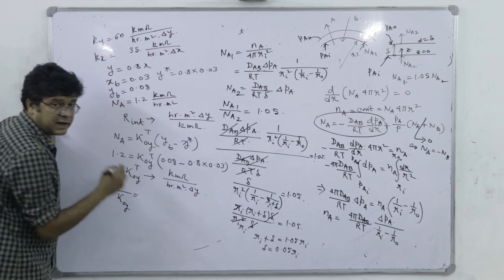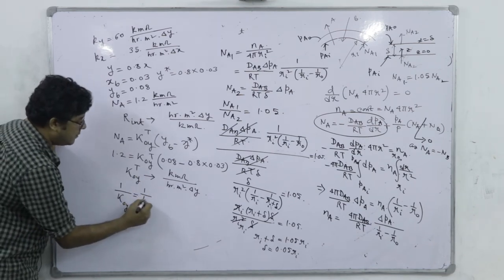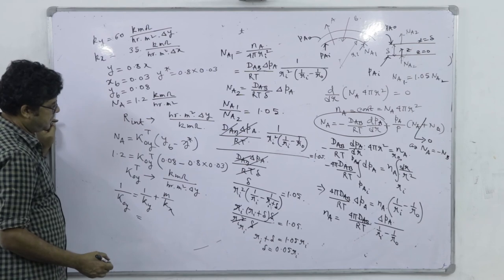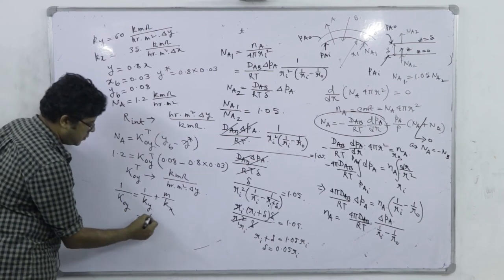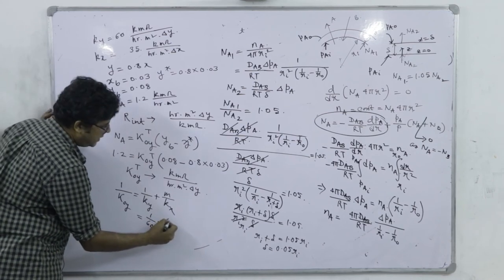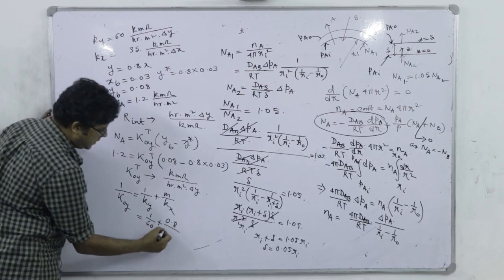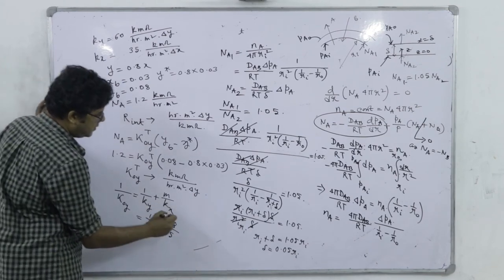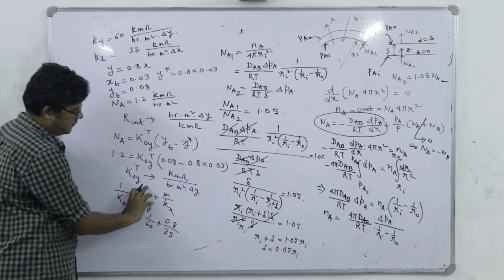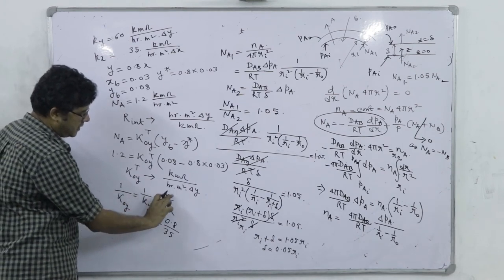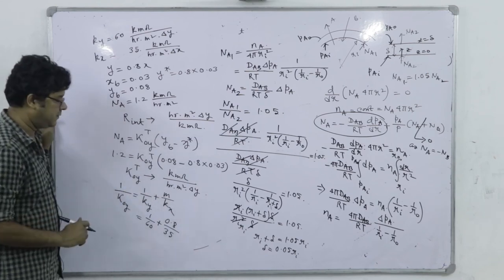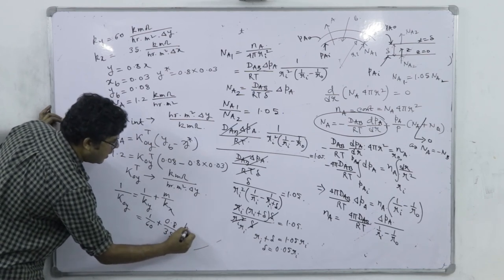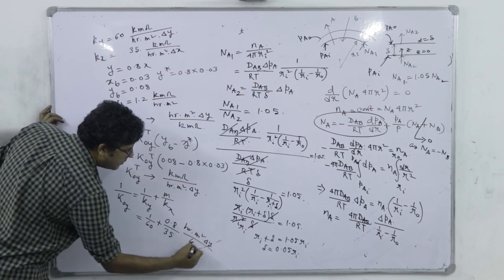It's not the total. It's only considering gas and the liquid phase. So, 1 by KOY is 1 by ky plus m by kx. So, 1 by ky is equal to 1 by 60, m is 0.8, by kx it's 35. So that we will get only considering this is the resistance of gas phase, this is of liquid phase. But here in this model, we don't consider interfacial resistance. So this will be in hour meter square delta y divided by kilomole.